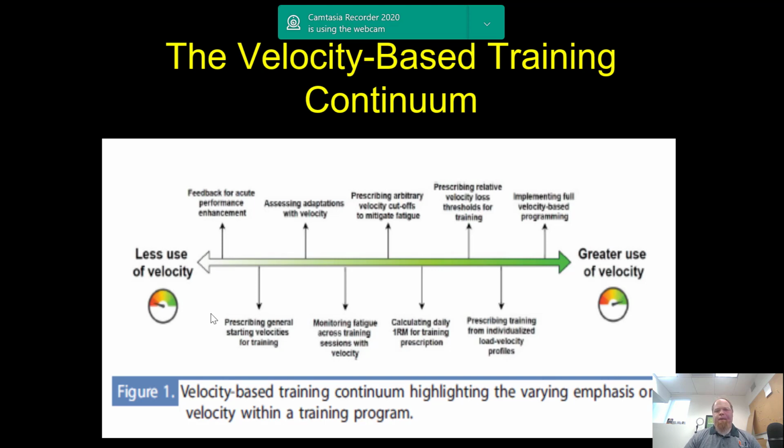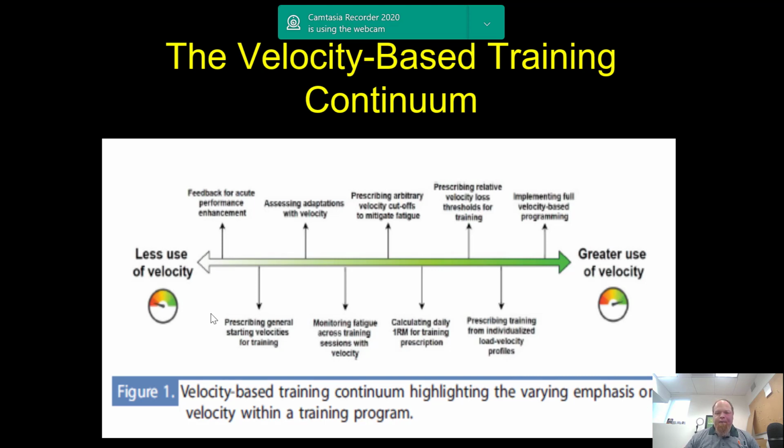Assess adaptations with velocity. Whenever we're getting into that, that could be force velocity profiling. So we see where the changes were more made. Were they made in the load end of the spectrum, the velocity end of the spectrum? Where was that done? Then prescribing arbitrary velocity cutoffs to mitigate fatigue. Well, this is the first step. This is one of the areas that I started before I really knew about velocity loss. I just noticed that, hey, if I cut them off at a drop off of 0.05 meters per second, then we're not doing any more repetitions below that velocity.